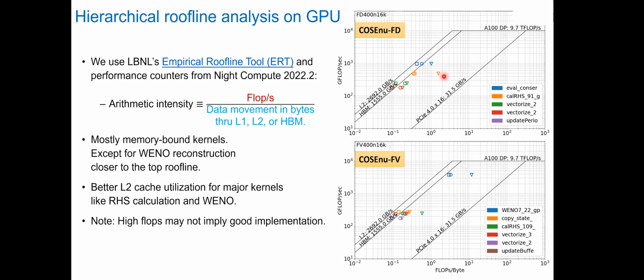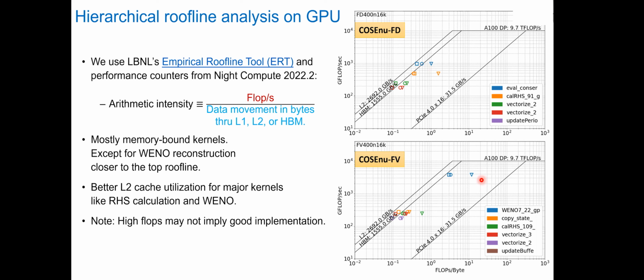And finally, in order to see if our code can really utilize the hardware capability, we did a really simple hierarchical roofline analysis on GPU. I used the Empirical Roofline Tool developed by Berkeley National Lab, and we used NCU compute to collect the performance counters to calculate the number of flops and size of data movement for each kernel. And we can calculate the arithmetic intensity for different kernels. As you can see from these dots, most kernels are memory-bound, except for the WENO reconstruction. It almost reached the empirical top roofline.